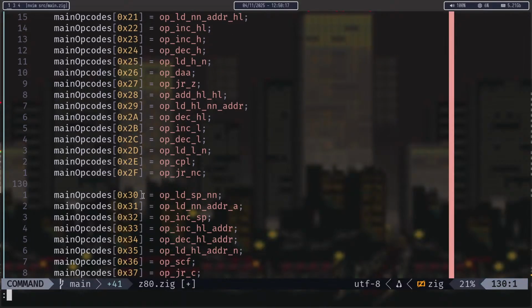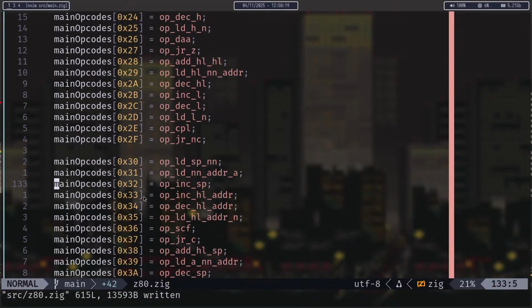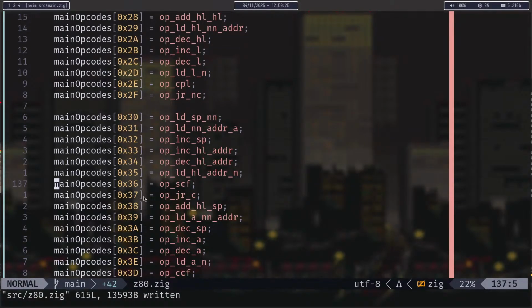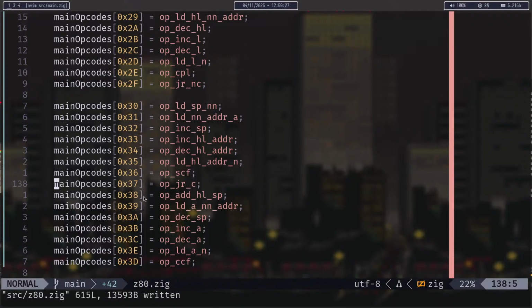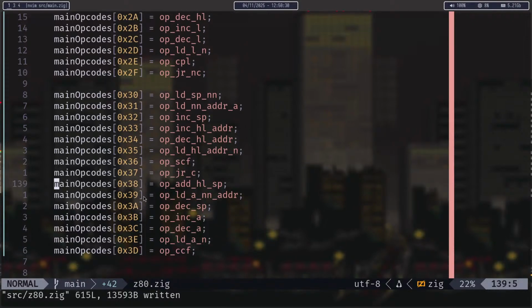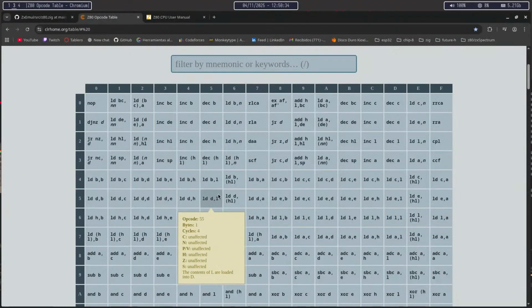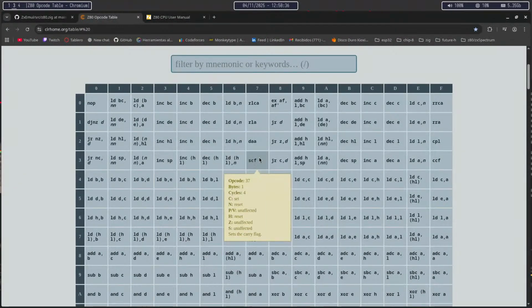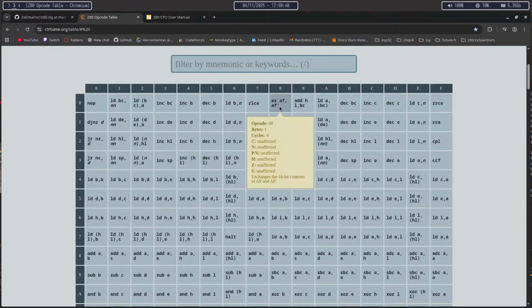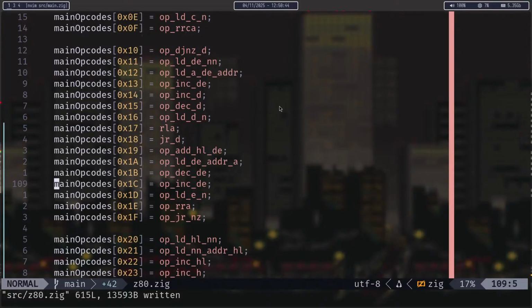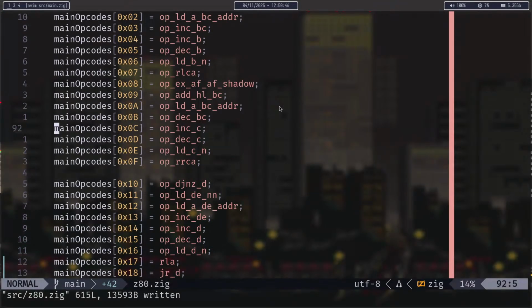Alright. 0, 1, 2, 3, 4, 5. A, B, C, D. Damn, I'm missing one instruction. What the fuck is going on? Maybe this one? But I think this one was already set. Yeah, shadow. There it is.